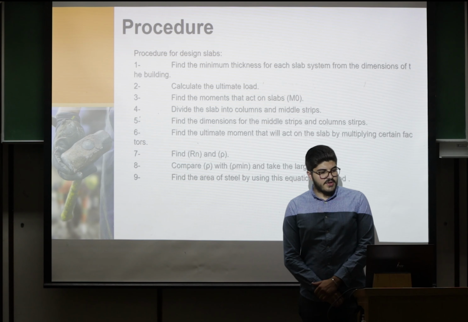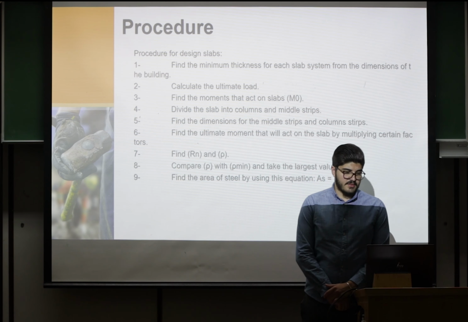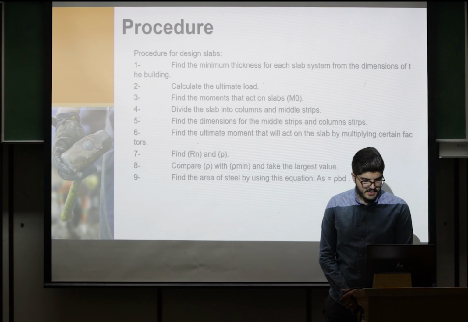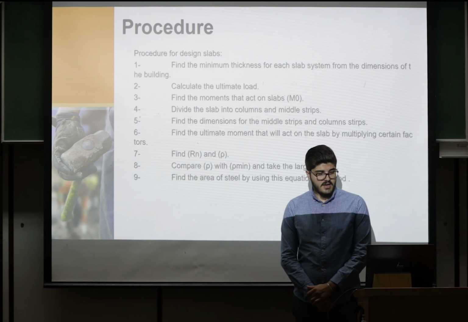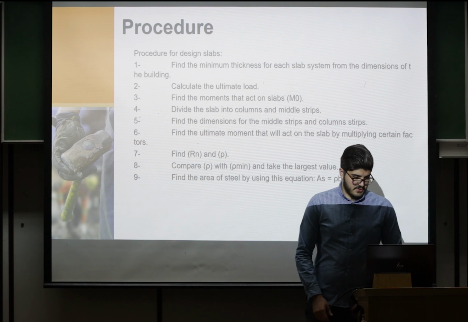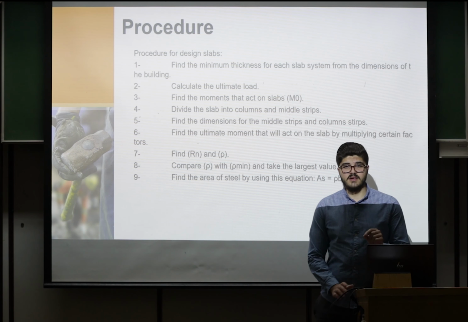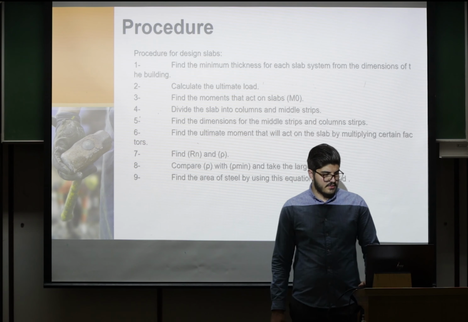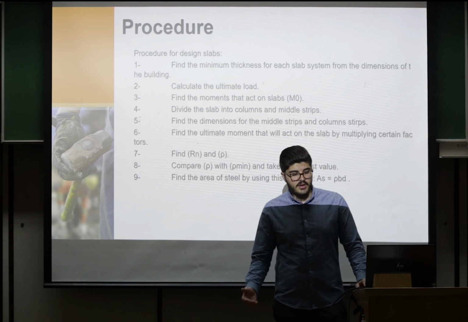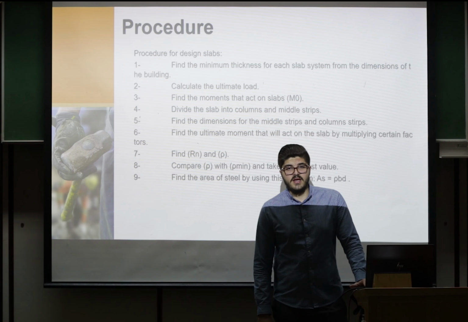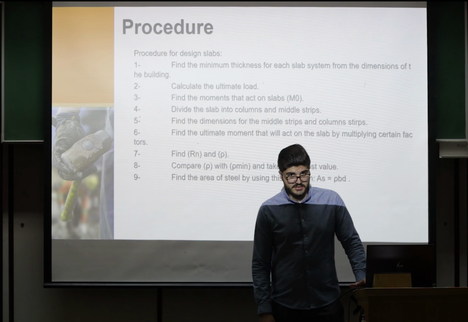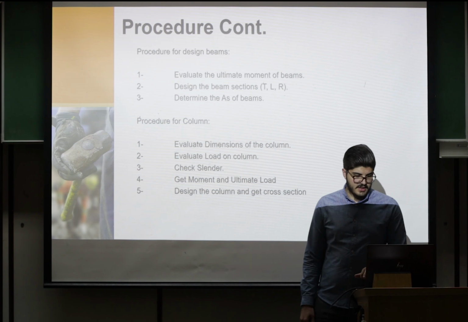Going by the procedure, we have a certain procedure to design a slab. We have to find the minimum thickness and then calculate the ultimate load and so on. The most important thing is to find Rn and rho, and then we can compare rho with rho minimum. Then we can find the area of steel, which is rho multiplied by b and d.